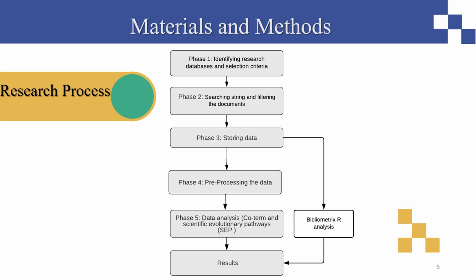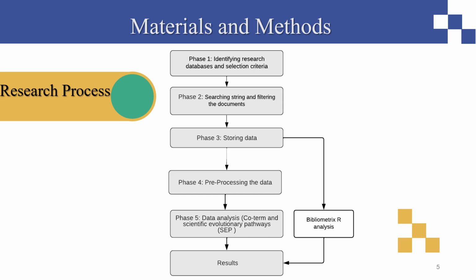So the research process includes 5 phases, starting from identifying the research databases and selection criteria. Phase 2, we search using a string and filter the documents. In phase 3, we store the data that we collected. And in phase 4, we pre-process the data. And in phase 5, we did data analysis using 2 main techniques, which are the coterm and scientific evolutionary pathways, that I'll be talking about later on.